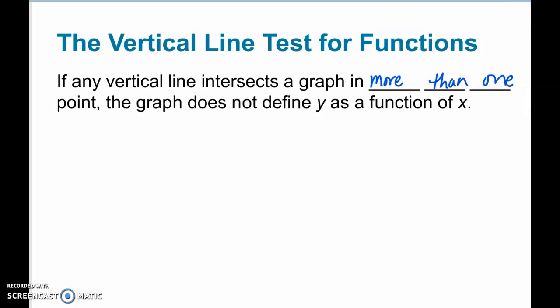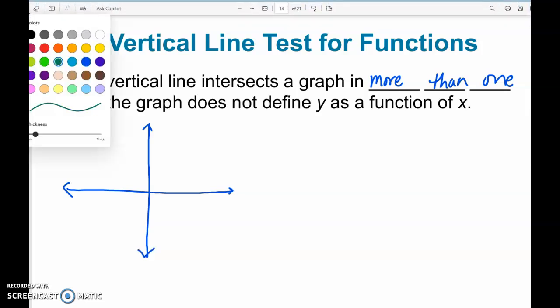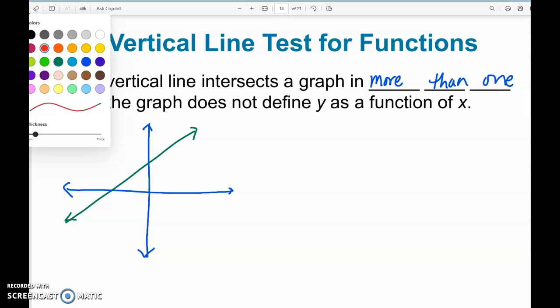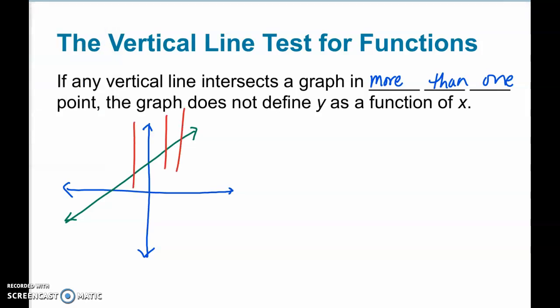So let's say that this was your graph. This green line here. If you could take vertical lines and draw vertical lines through your green line, and each of those vertical lines only intersect your line in one location, not more than one, then the graph is a function. So we're going to say, yes, this is a function.